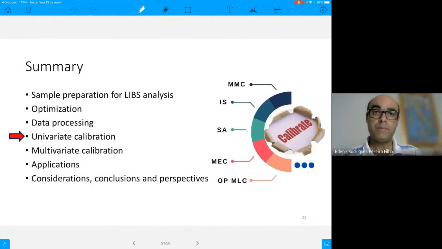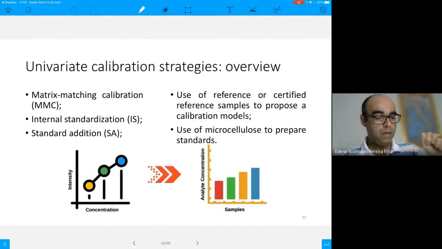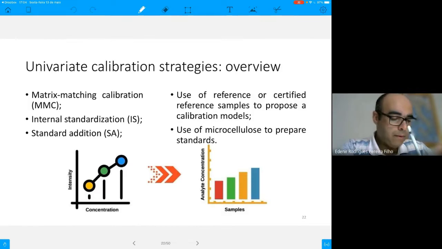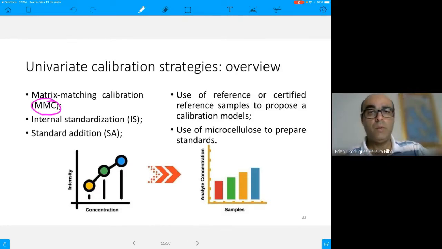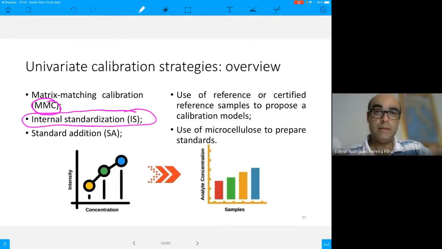Univariate calibration, some examples of univariate calibration. The first strategy employed in LIBS was matrix matching calibration. We can use, for instance, certified reference materials or samples that present reference values. We can add to these standards and samples an internal standard, for instance, yttrium or scandium, or use an element that is naturally present in the sample, for instance, carbon and other elements.